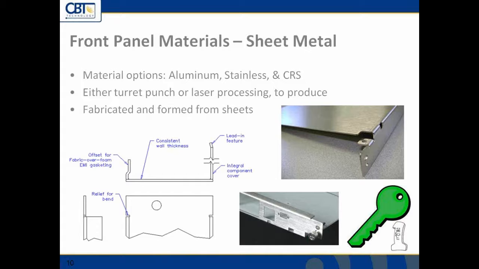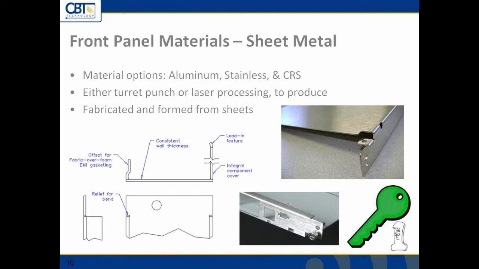Some of the positive things about sheet metal, there are some different options with the actual material itself. If you need the product to be a little lighter, well, aluminum would be a good option. Aluminum can be punched and formed into shapes and into the actual form needed. So that's a good thing. Stainless steel and cold rolled steel as well.